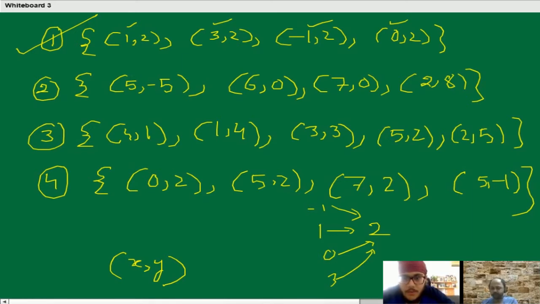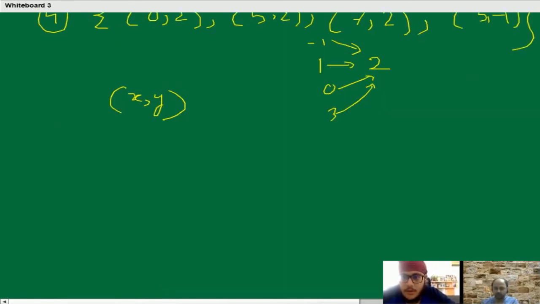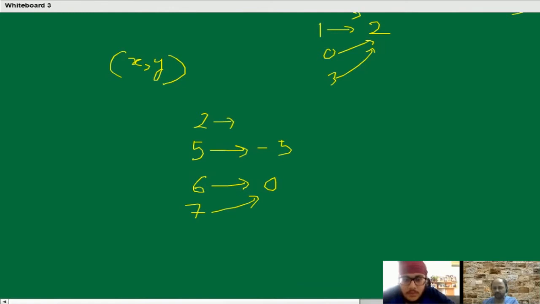Why? Because the y value for this one is -5. Then if you put -5 on the side, then 6 will be -5, 7 won't, sir. Okay, Manu, let's visualize this one. 5 goes to -5. 6 goes to 0. 7 goes to 0 as well. And 2 goes to 8.